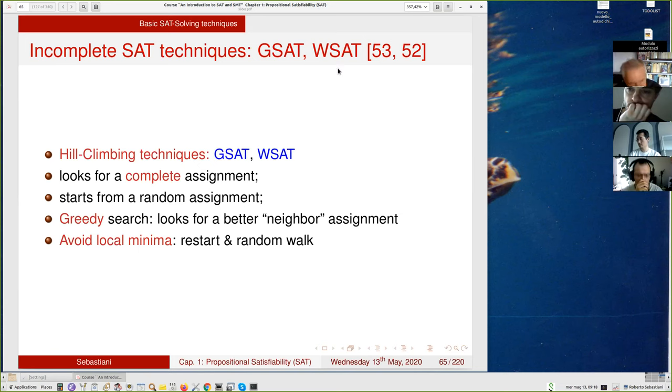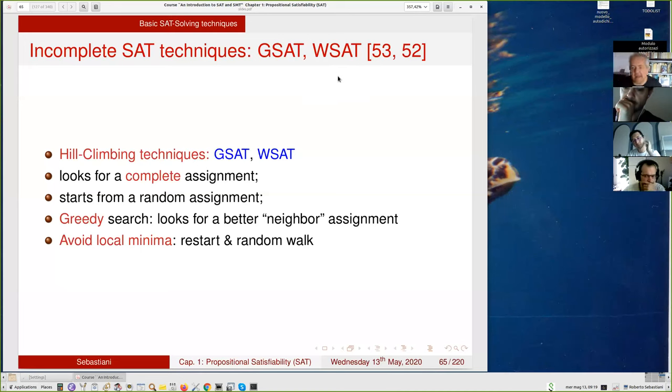As far as incomplete SAT techniques, there has been some work, in particular in AI, on stochastic local search, also known as hill climbing techniques for SAT. They are incomplete techniques, in the sense that they are only able to tell if a satisfying assignment is available, if there is a model, but they cannot say if there is no satisfying assignment. So they are good to find satisfiability, but incapable of deciding unsatisfiability. And they work by means of greedy search, the idea of looking for better neighbor assignments.